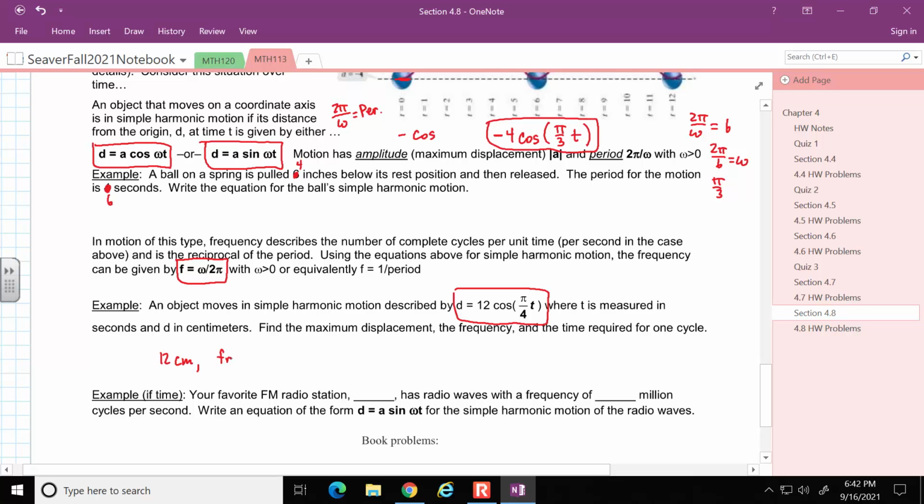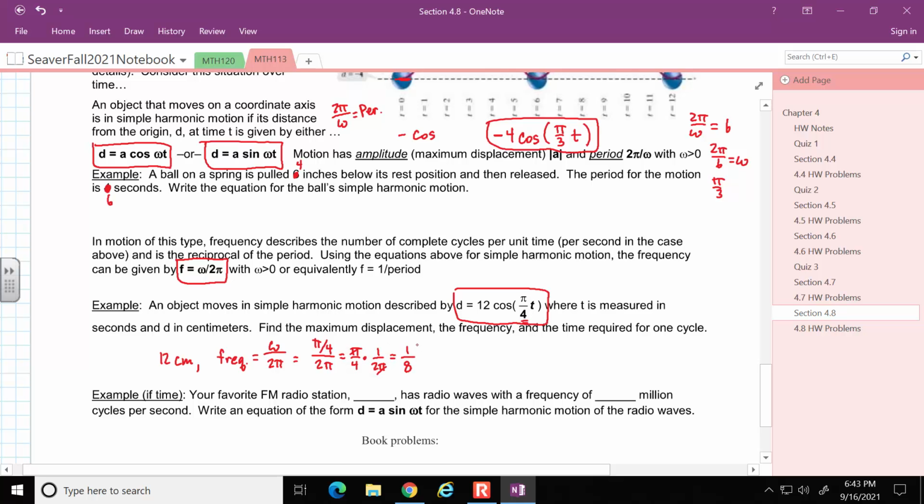Next it says find the frequency. I know frequency in this case is going to be omega over 2 pi. So we have to figure out what omega is. This part right here is like your b, your omega. So it's going to be pi over 4 divided by 2 pi. That's your frequency. That means pi over 4 times 1 over 2 pi by fraction math. The pi's cancel, and I get 1/8.